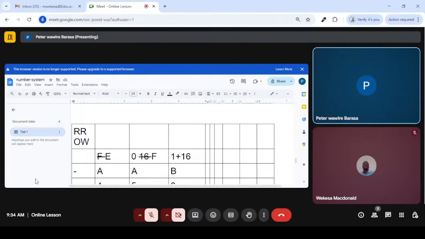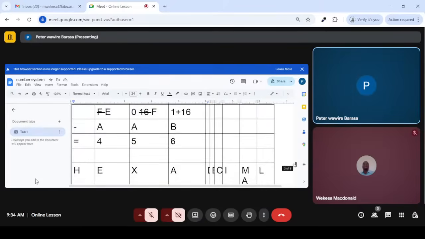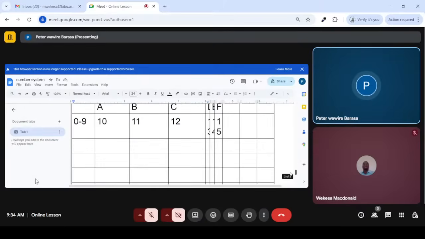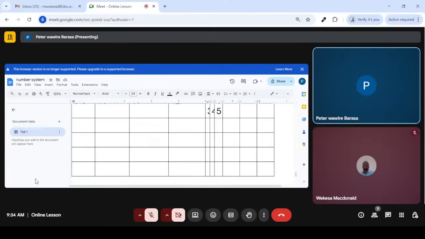So we move to the next. We move now to addition, hexadecimal, which is again hexadecimal. So let me put here some few numbers, then we add. Let me add the numbers: A, B, and 9, B.